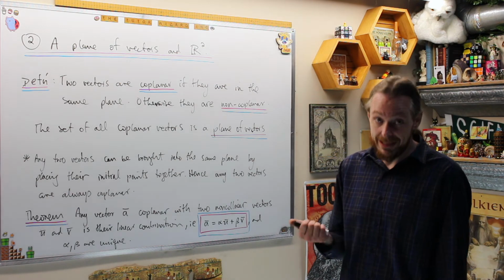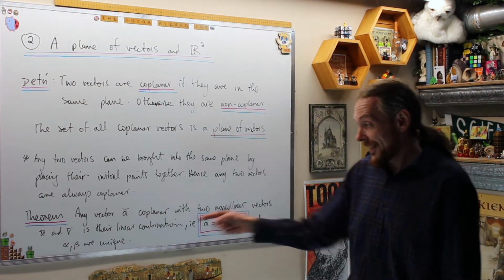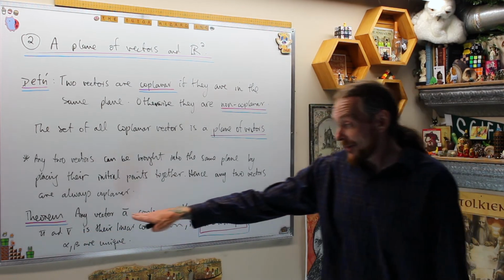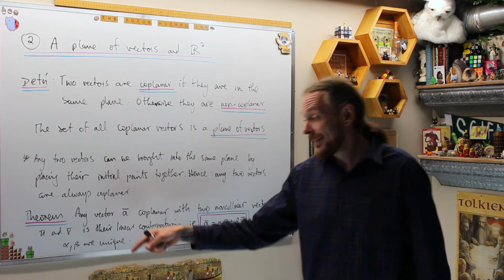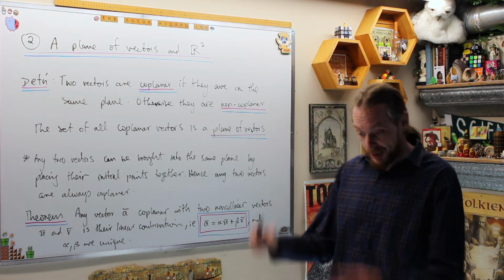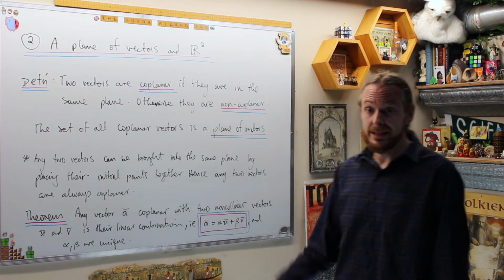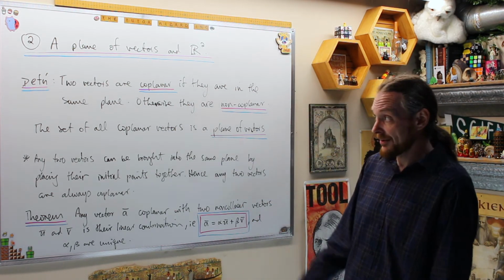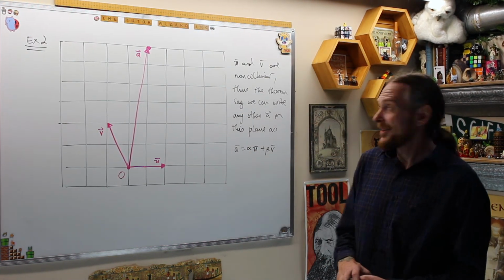These coefficients are unique. What this says is if I have two non-collinear vectors, u and v, and if I have any other vector A which is coplanar with those two vectors, I can always describe A uniquely through these vectors u and v. And that's what we're going to call a basis for a plane of vectors. Any two non-collinear vectors can be a basis for that plane of vectors. Let's give that definition.